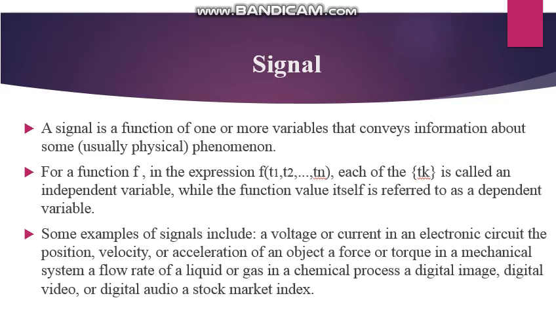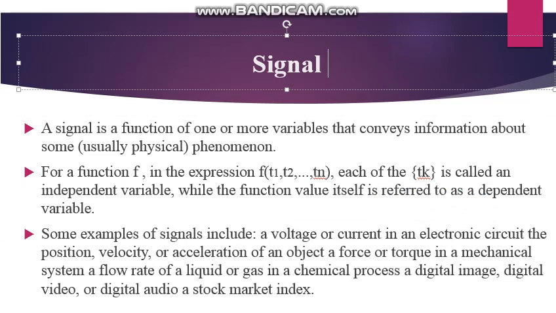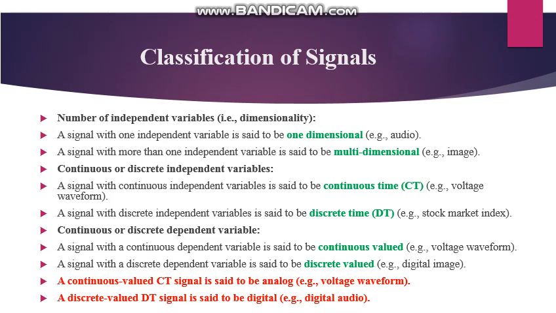So why did these attributes come forward? Because voltage and current are dependent on time, so it's a function of time, so it can be known as a signal. Then we go through the classification of signals. We have a lot of classifications in terms of some attributes.